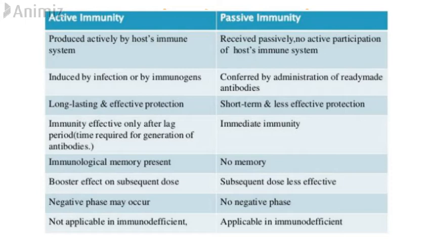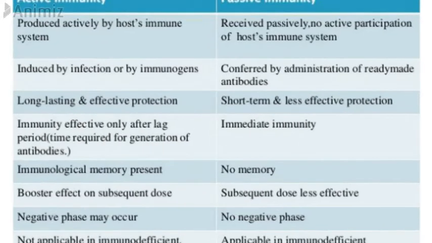There is a lag phase in active immunity, whereas there is no lag phase in passive immunity. Immunological memory is present in active immunity, whereas there is no memory present in passive immunity. Booster effect is seen on subsequent dose in active immunity, whereas it is not seen or less effectively seen in passive immunity. Negative phase may occur in active immunity, whereas no negative phase is there in passive immunity. Active immunity is not applicable in immunodeficient patients, whereas passive immunity is of much help in immunodeficient patients.